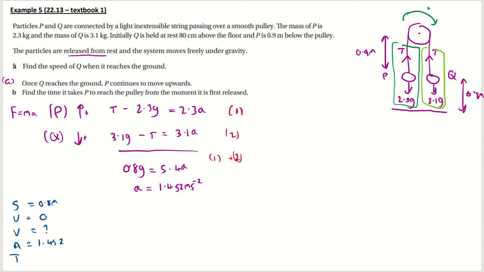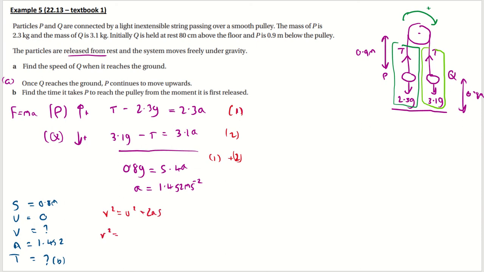And the time at this stage, we don't need, although it does say here, find the time it takes P to reach the pulley once it's released. So we might need something to do with that later for part B. Just in terms of part A for now though, we're going without T. So that is the equation V squared equals U squared plus 2AS. Didn't have space to put that one on the slide.